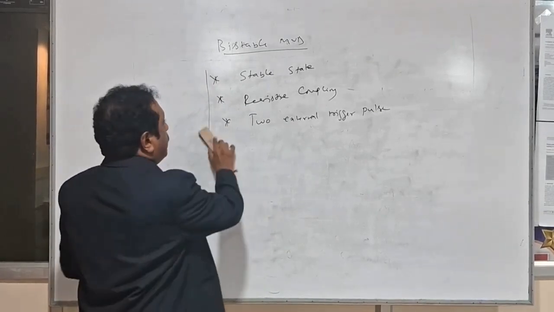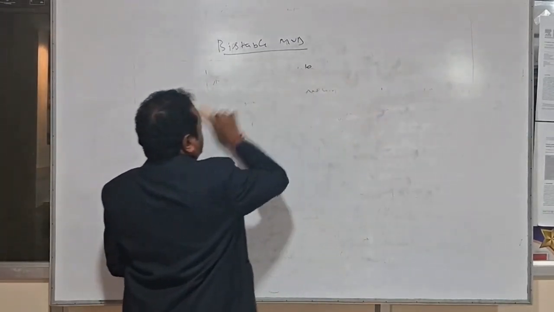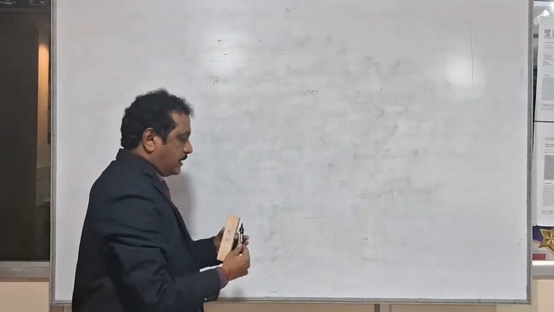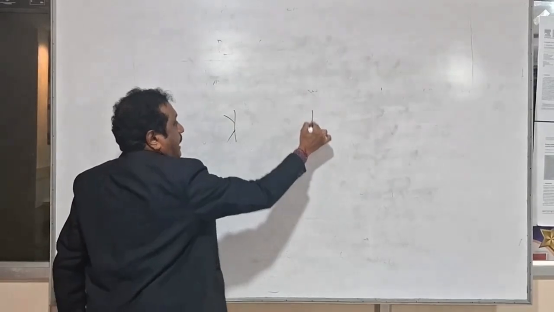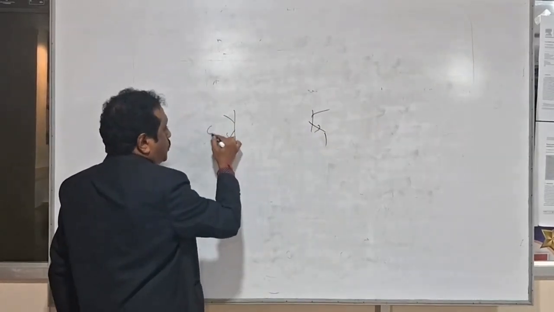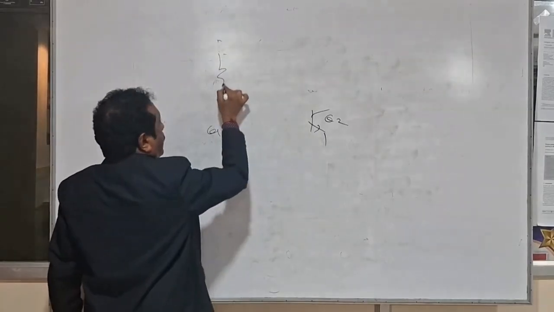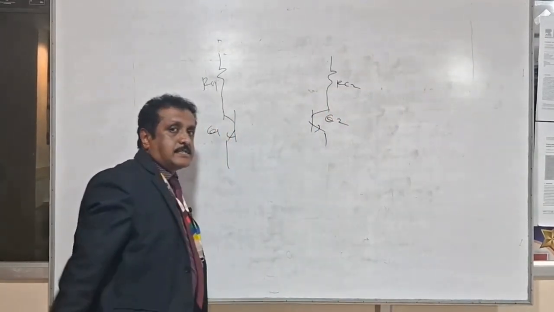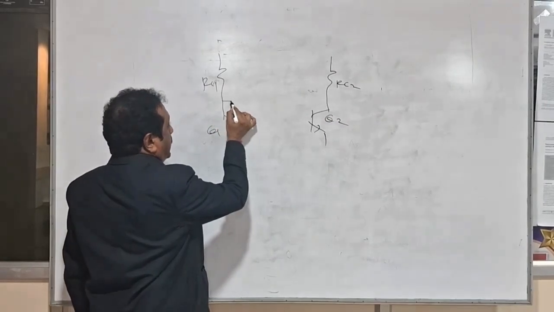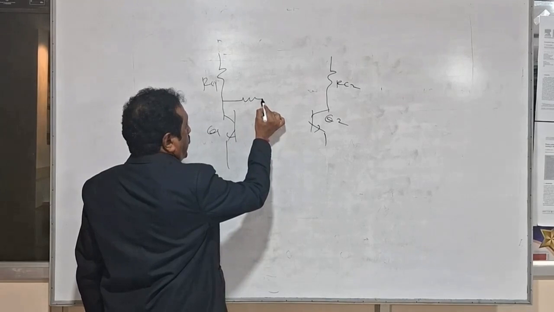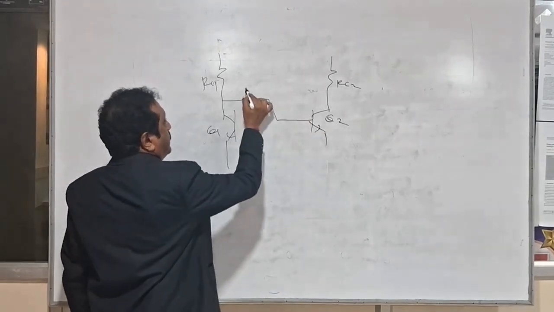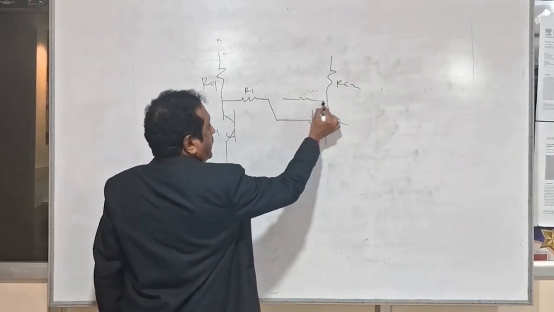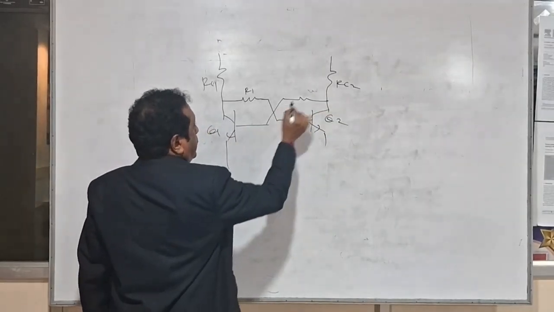Let's see the working of the bistable multivibrator. As I said earlier, like monostable and astable, here also it's a two-stage switching amplifier. So it has two transistors Q1 and Q2, and here RC1 is the collector resistor of Q1 and RC2 is the collector resistor of Q2. The output of Q1 is coupled to the input of Q2 through the coupling element resistor R1. Same way, the output from Q2 is connected to the input of Q1 through the coupling element R2.